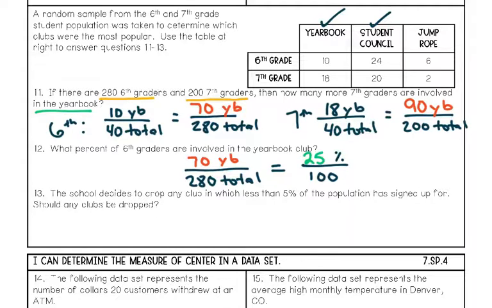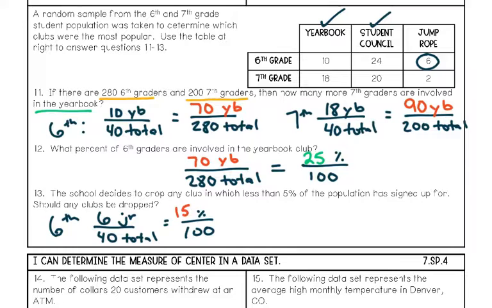So I'm going to look and decide how much of the population is in the jump rope club. And I'm going to do that using the sample. So I'm going to look at the sample of 6 of the 40 sixth graders that are in the jump rope club, and I'm going to set up a percent proportion to determine if that is more or less than 5%. After cross multiplying and dividing by the 40, I got 15% of people in sixth grade are in that jump rope club. So jump ropers in sixth grade, they're good.